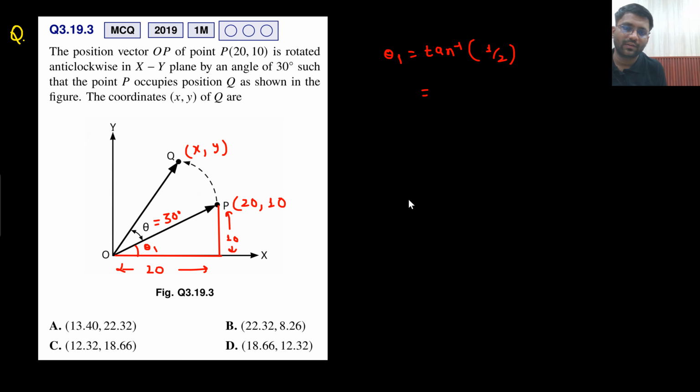26.56 degree. So this was the angle. Now you rotate it by 30 degrees. So how much is the total angle you have made?